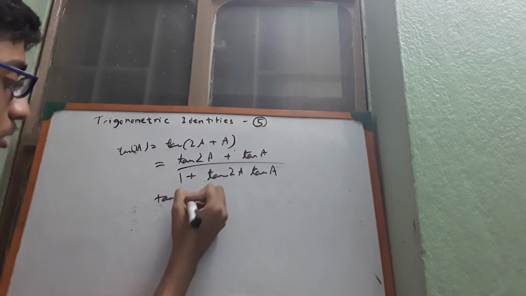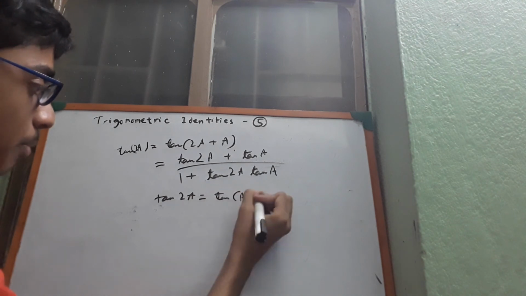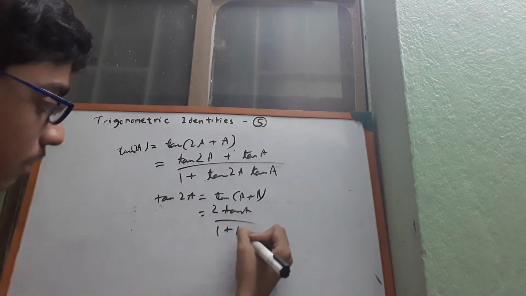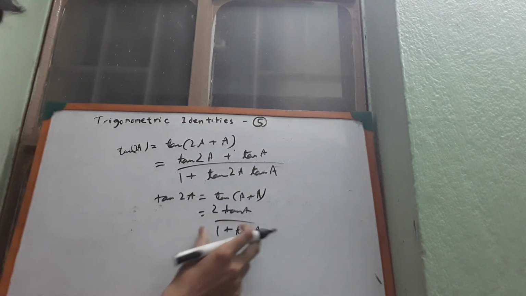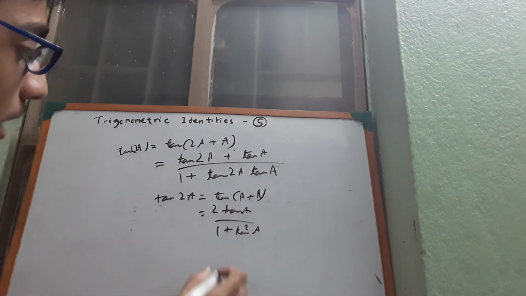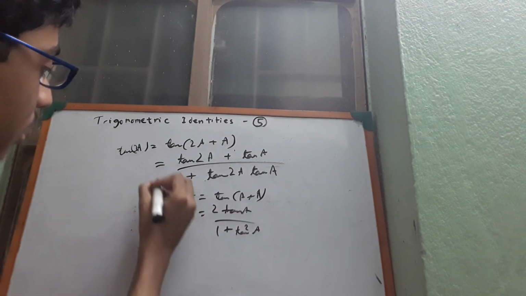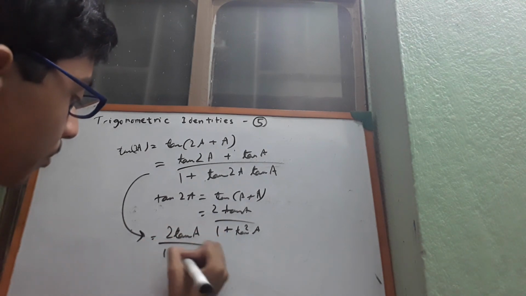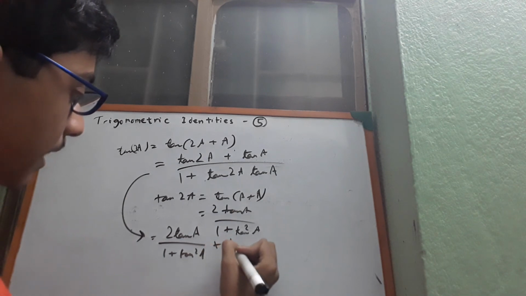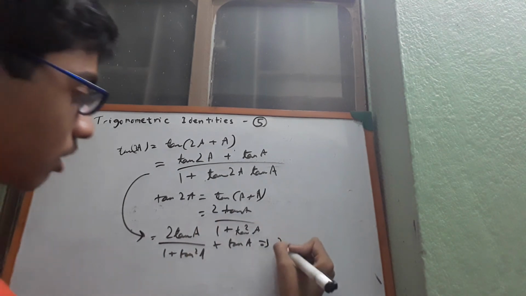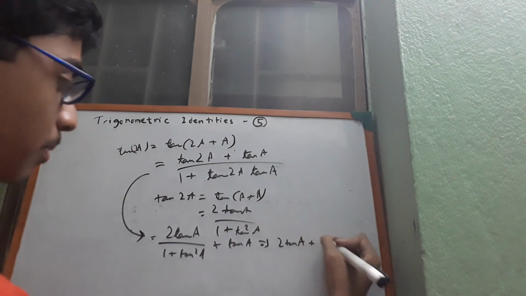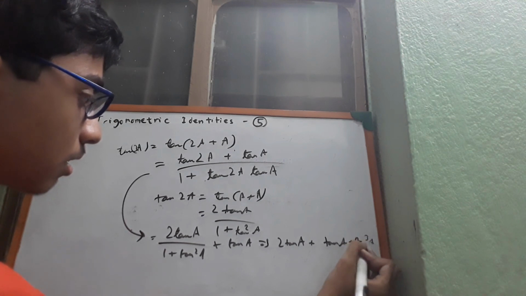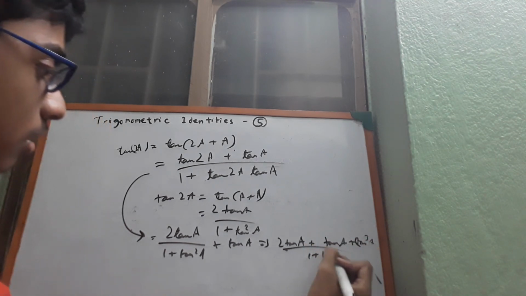Now what is tan 2A in case you don't know? This can just be written as tan of a plus a, which will give you tan a plus tan a, that's 2 tan a over 1 plus tan a tan a, that's 1 plus tan square a. So 2 tan a over 1 plus tan square a, we can replace it here. So 2 tan a over 1 plus tan square a plus tan a. This is the numerator, let's solve. This will be 2 tan a plus tan a plus tan cube a over 1 plus tan square a.